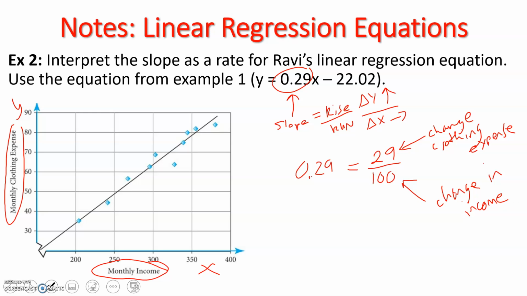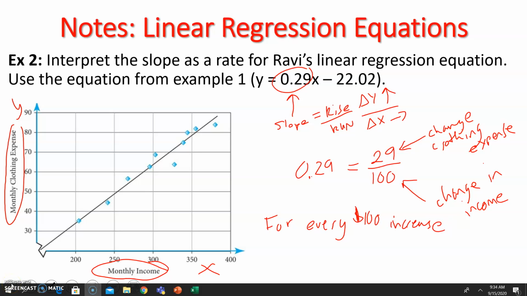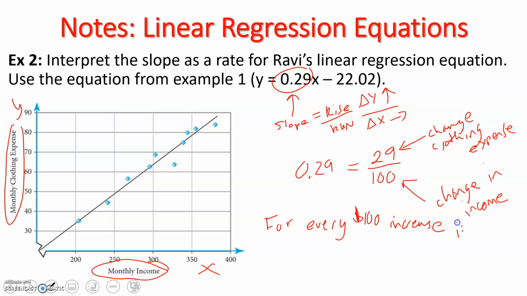So we could then make a statement to the effect of, for every $100 increase in income, Ravi can spend $29 more on clothing.